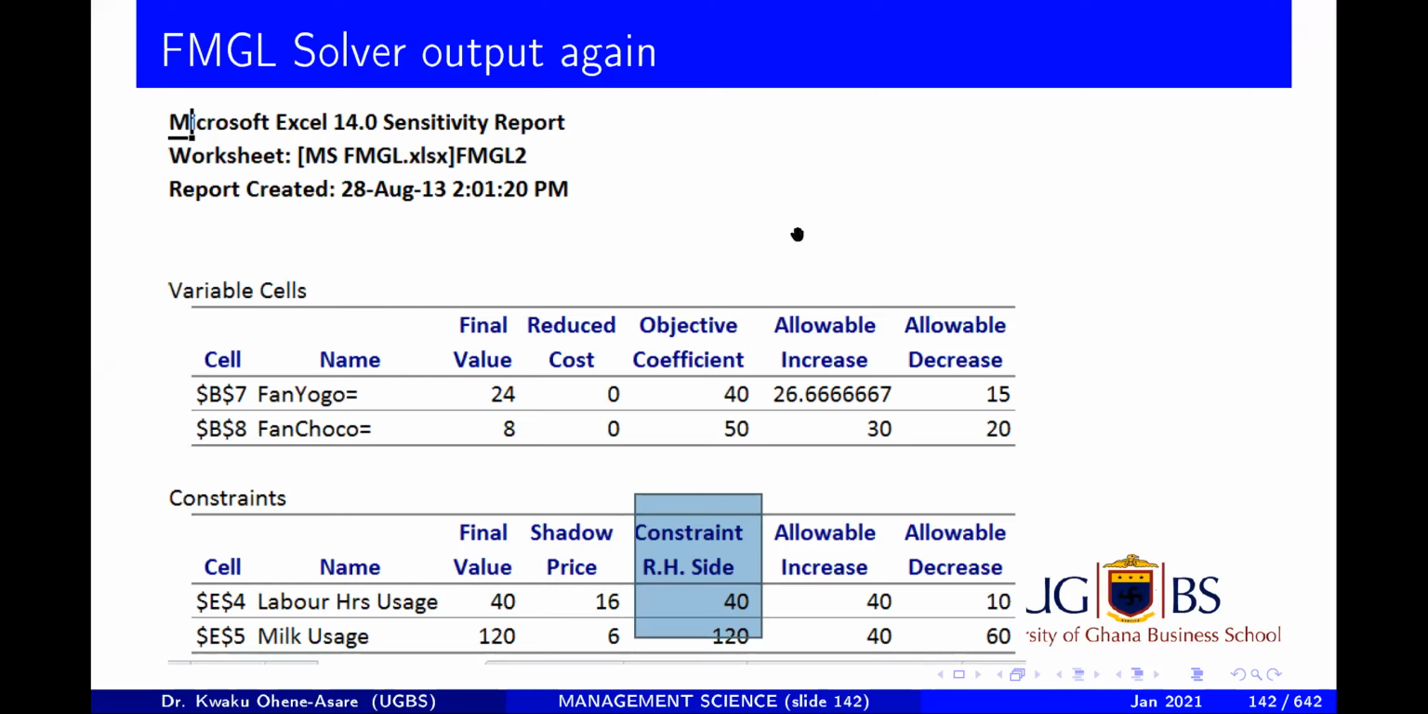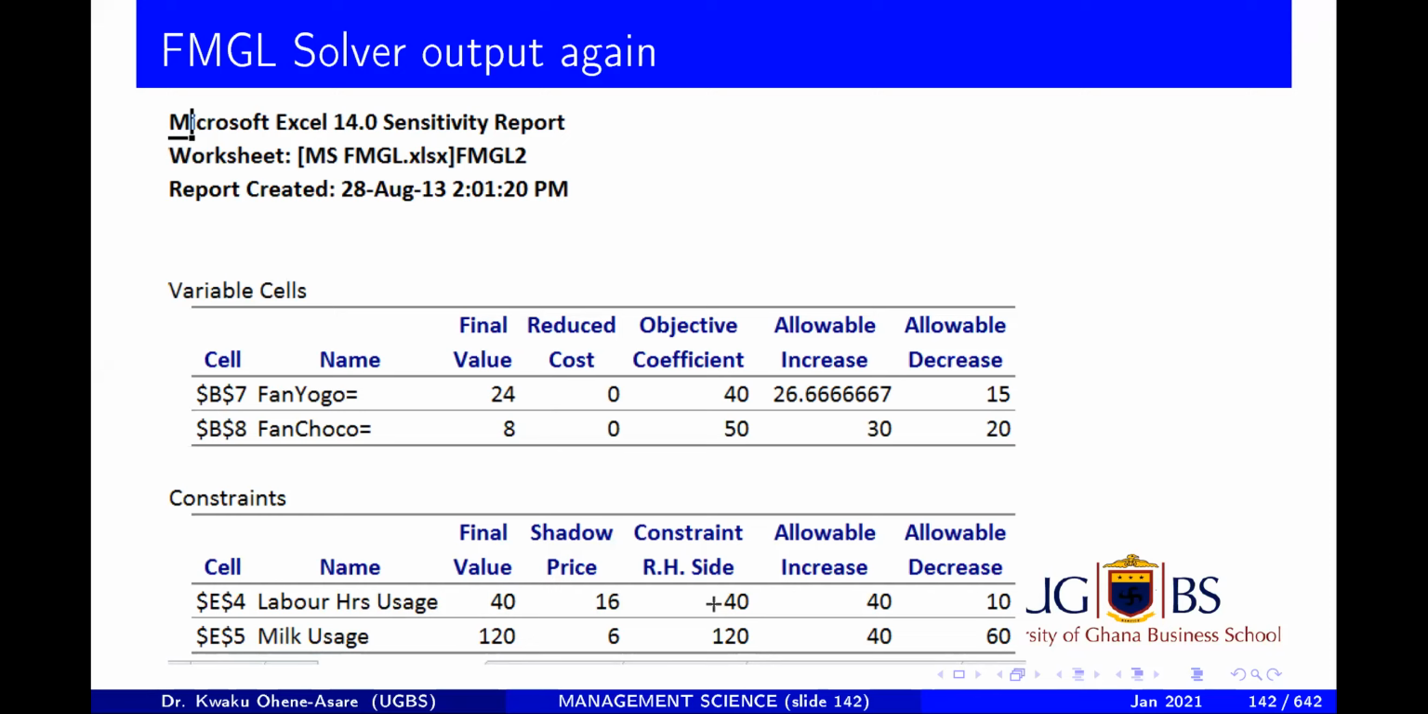Well, to be honest, all the constraints are binding. Note it. The constraints are said to be binding when the left-hand side equals the right-hand side. For labor, the left-hand side is 40, the right-hand side is also 40. For milk, the left-hand side is 120, the right-hand side is also 120. So which of those constraints are binding? All of them are binding.